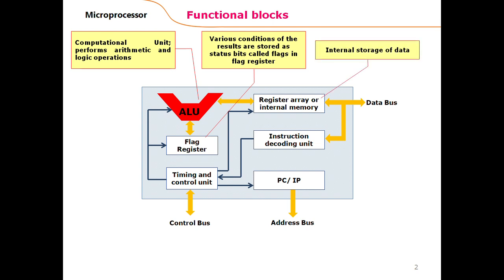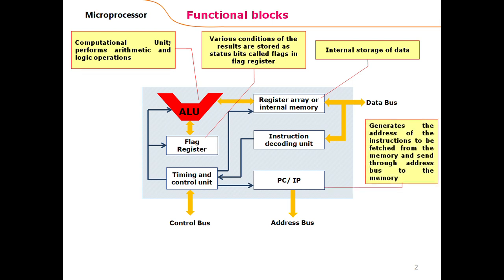To store results and data, there is an array of internal registers in the microprocessor. The number and the sizes of these registers vary from member to member in the Intel family. There is normally a program counter or sometimes an instruction pointer register. The purpose of either of these registers is the same. An instruction pointer generates the address of the instruction to be fetched from the memory, and the address of that instruction is sent through the address bus.